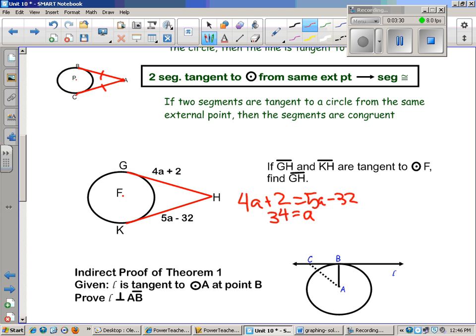Exactly, you'd plug it in. 4 times 34 plus 2. 4 times 34 is 120, 116, 136 plus 2. So that's 138.